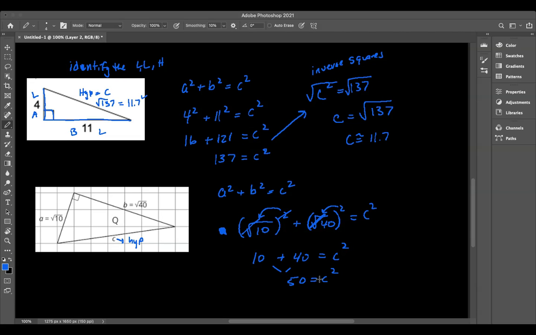Okay, and then what do we do at this point? Remember, like we said, we square root both sides of the equation. So it becomes C equals square root 50. Now from here, remember 25 and square root 2. Okay, so this breaks down to 5 square root 2. And that's what C is. C is going to be 5 square root 2.